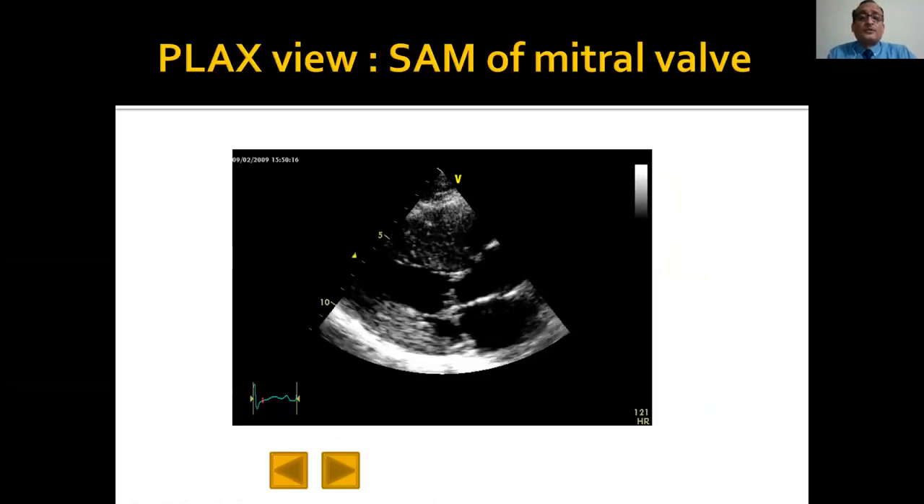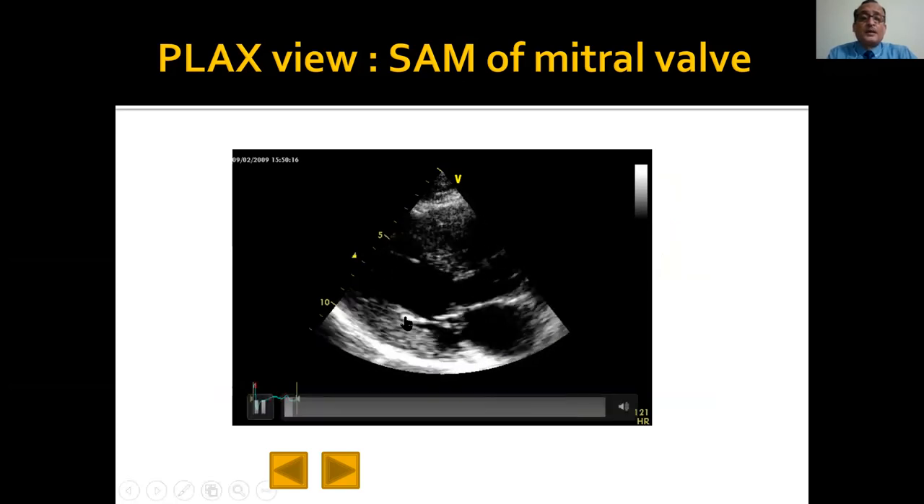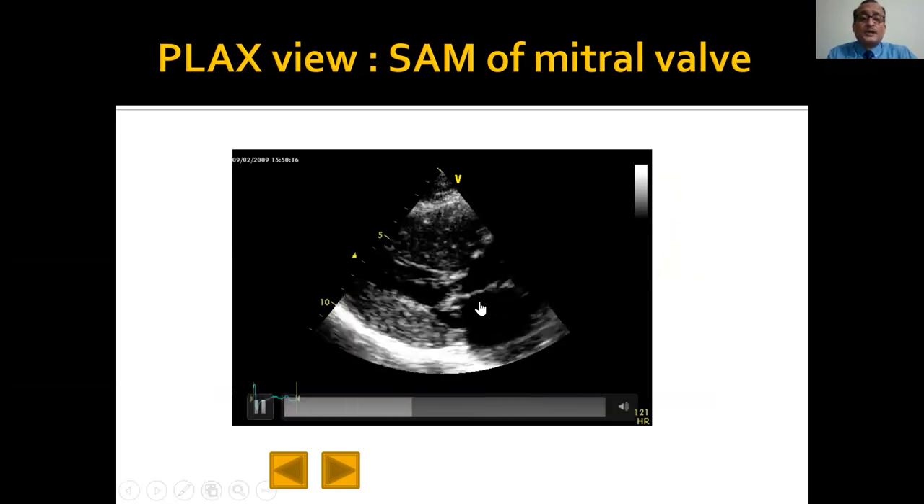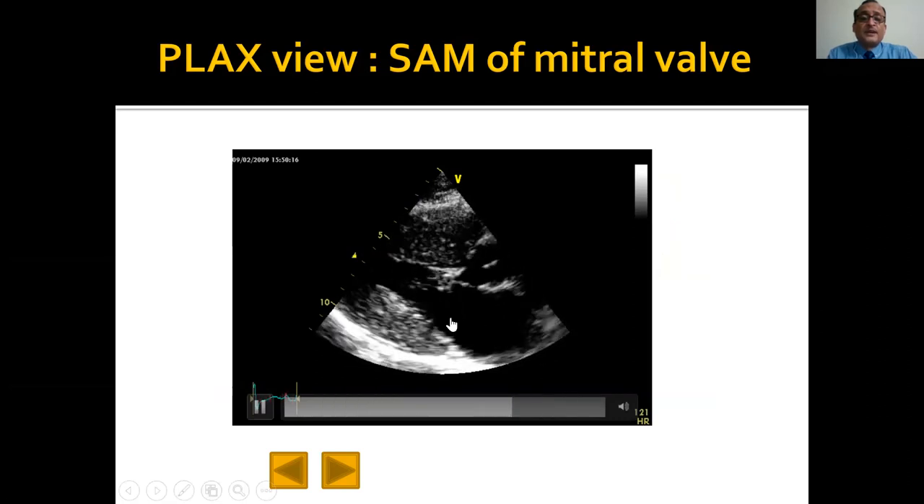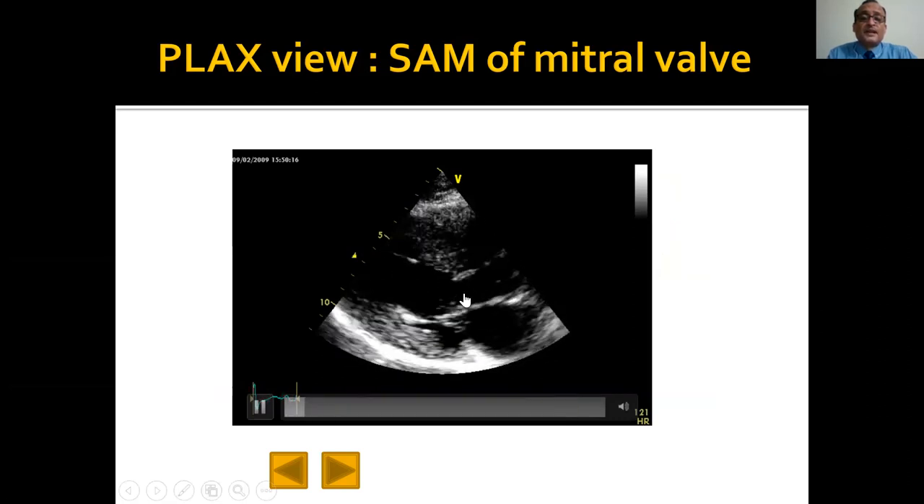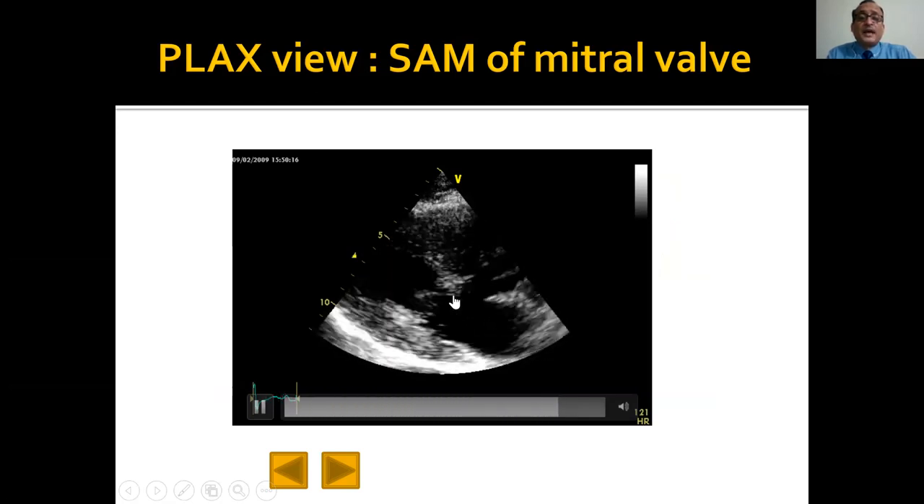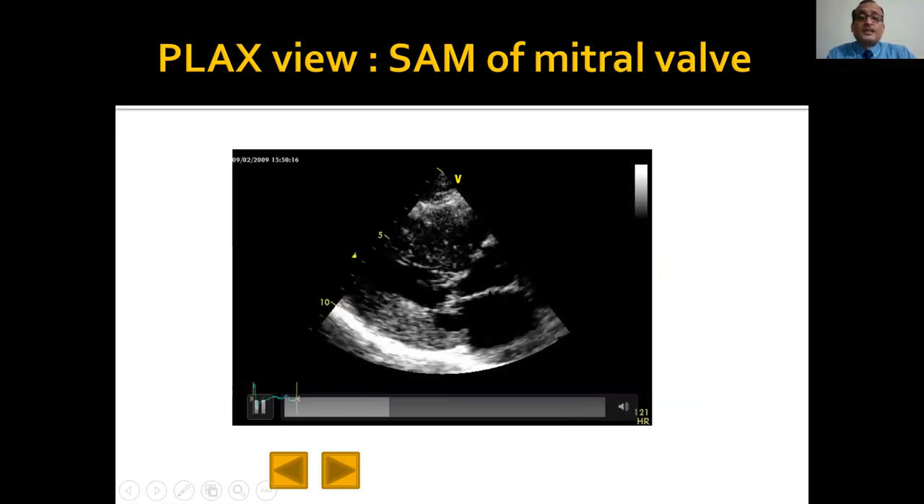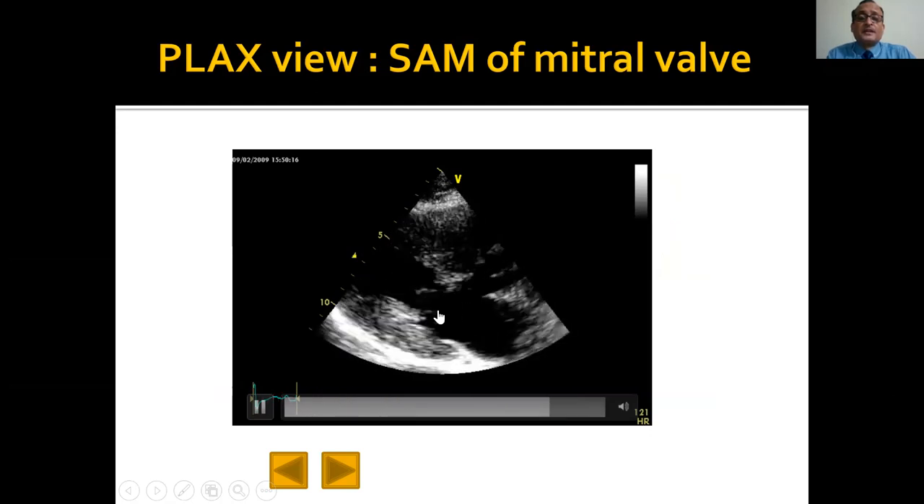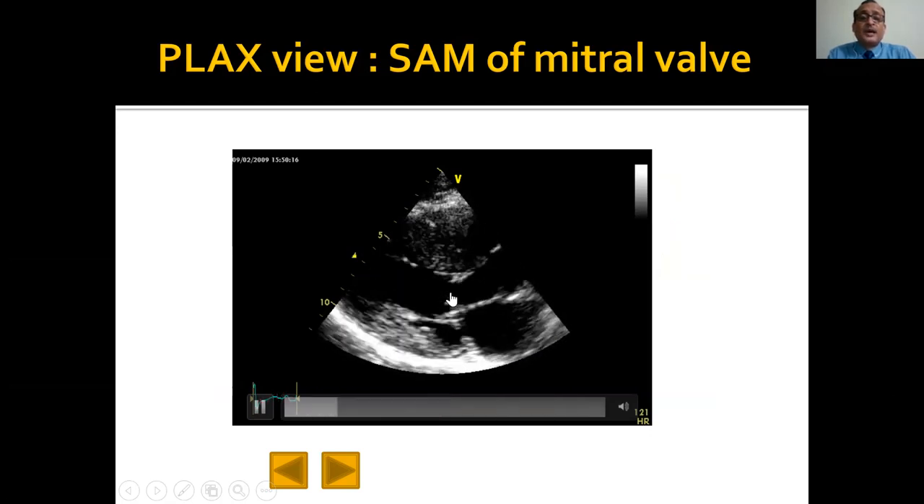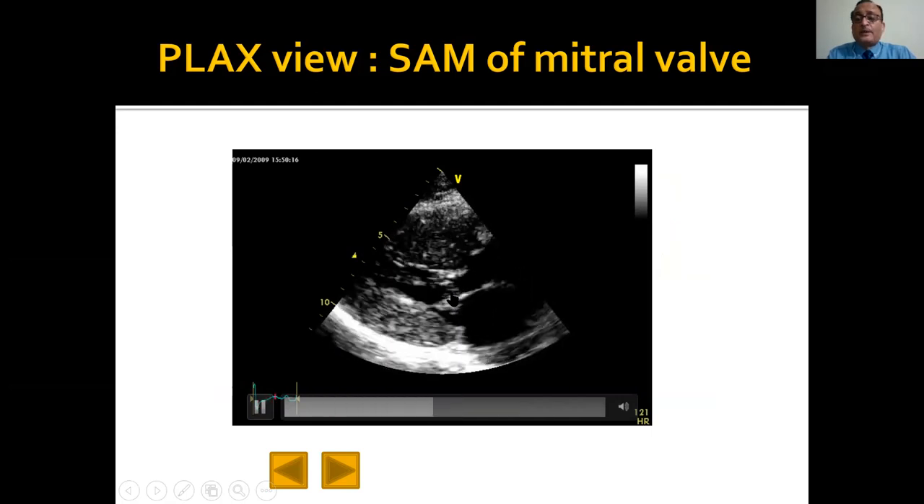This is a Black's view of the mitral valve showing the systolic anterior motion. This is the anterior mitral leaflet. This is the posterior mitral leaflet. And you see that the mitral leaflet curves upward here and hits the septum. Can you see that? Anterior mitral leaflet, the tip curves upward and hits the septum. It does not happen in a normal heart.